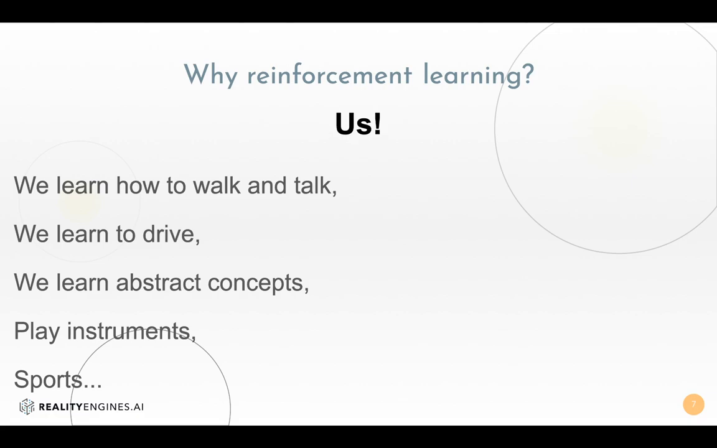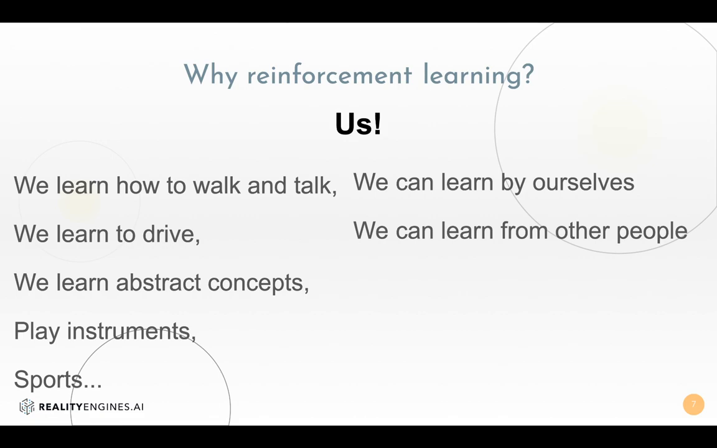We can learn how to play instruments. We learn how to play sports, so we can use our brain. We're very dexterous with our hands. We're very good at processing sensory information. We can learn by ourselves, so we can just learn from our ambient environment by taking in visual input, sound input, and forming representations of the world.